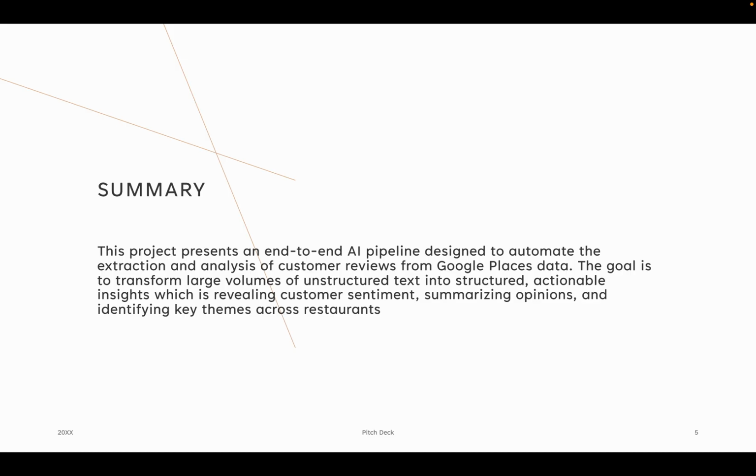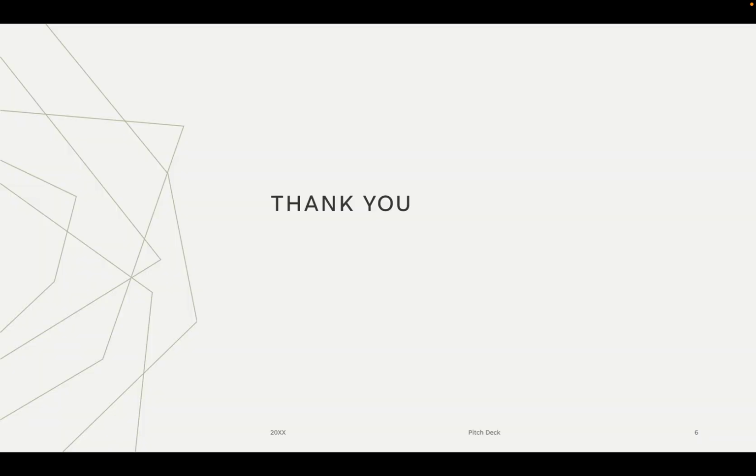Lastly, the summary. This project presents an end-to-end AI pipeline designed to automate the extraction and analysis of customer reviews from Google Places data. The goal is to transform large volumes of unstructured text into structured, actionable insight, revealing customer sentiment, summarizing opinion, and identifying key themes across restaurants.